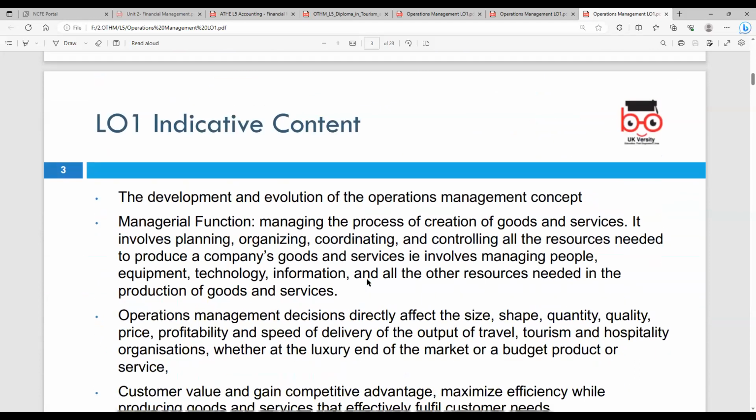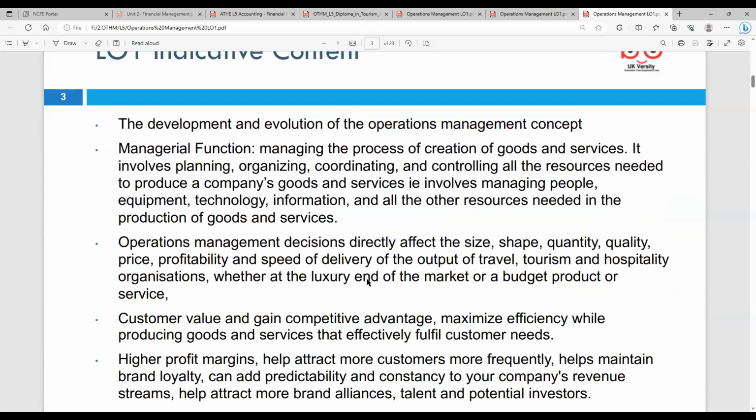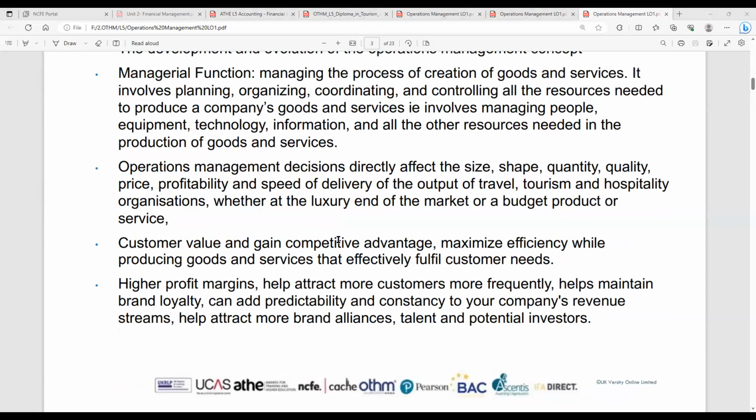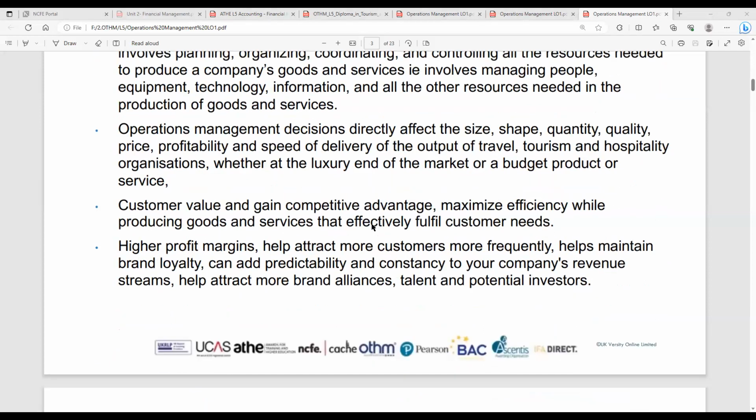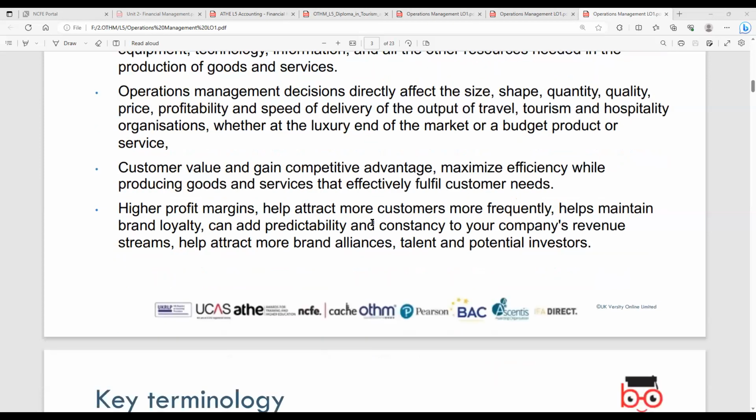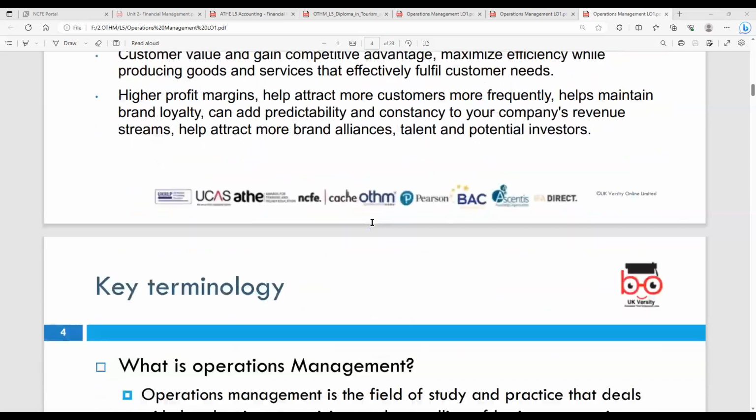What we'll be covering today in LO1 is, as I said earlier, the evolution or the development of operations management. We'll look at the processes of managerial function, i.e. what are the important managerial functions, what are the important processes. And we'll be looking at how operations management is run and how it affects the hospitality industry, what the decision-making processes are, and how it affects the organization's profits and so on. And the other one is how we can achieve a competitive edge over the competitors. So these are the general contents we'll be looking at.